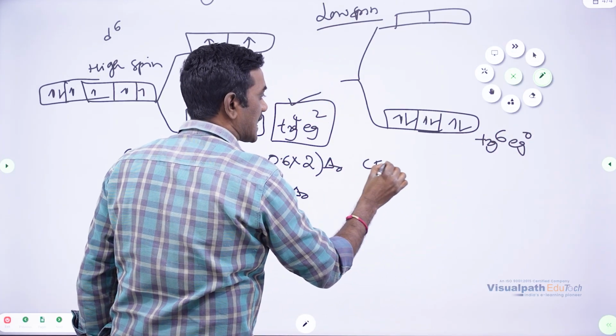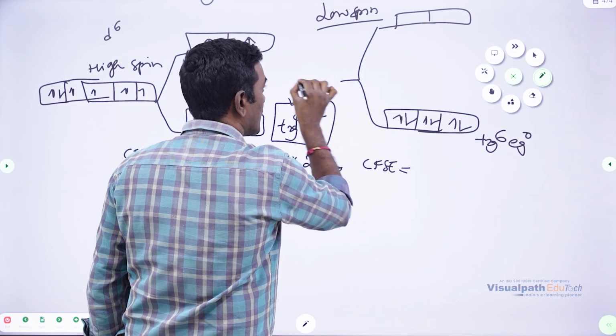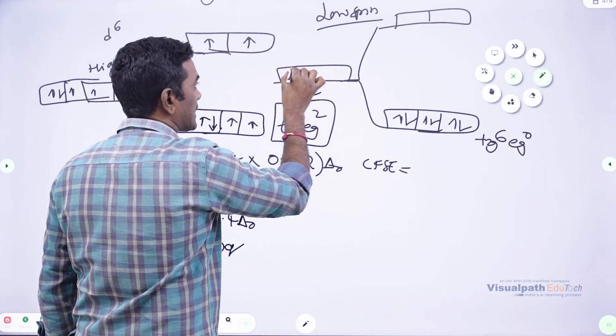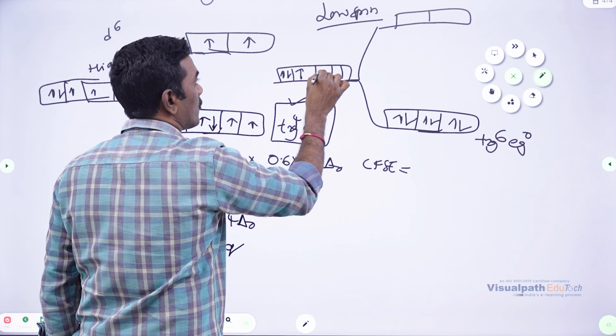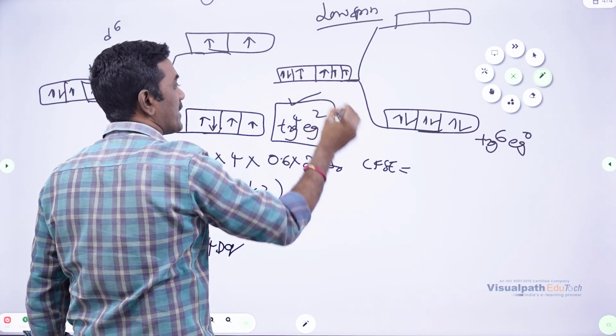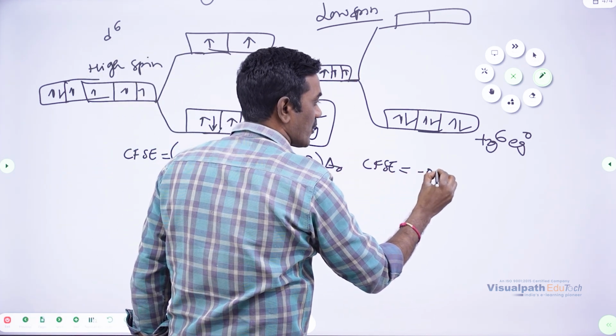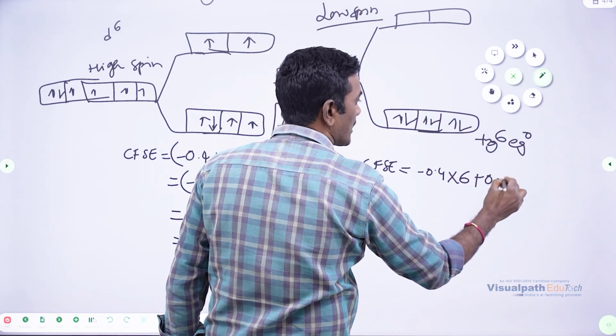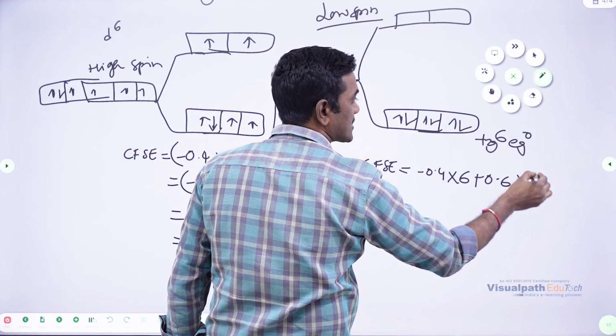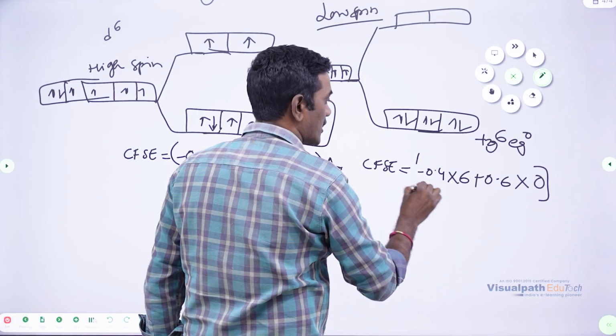So for the CFSE calculation, if you want to consider before the ligand enters, how many electrons are paired? One, two, three, four, five, six. Only one is paired. So CFSE is equal to minus 0.4, t2g how many electrons? Six, plus 0.6. How many electrons in eg? Zero, into delta naught.